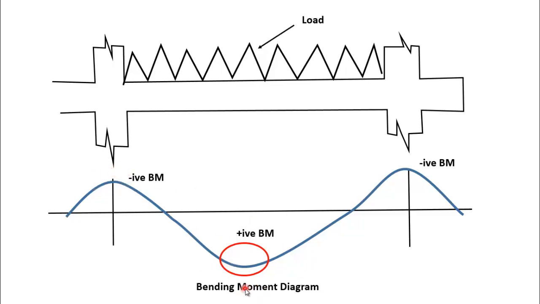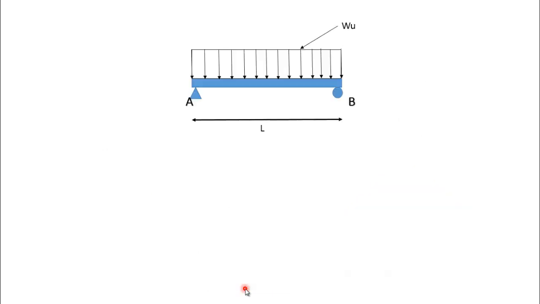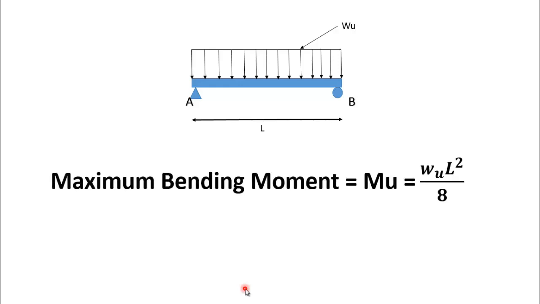to withstand this positive bending moment. If the beam is simply supported and it is subjected to uniformly distributed load only throughout its length, then the maximum bending moment can be determined by using this simple equation. Maximum bending moment is equal to Mu, which is equal to wL square by 8.